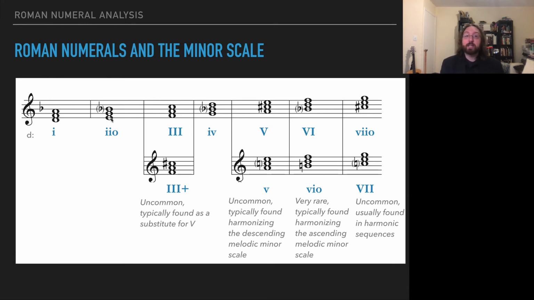Here's the chord built on scale degree 2, E, G, B flat. E to G is a minor third, G to B flat is a minor third, therefore that is a diminished triad. So we have a 2 because it's built on the second scale degree. It is a lowercase 2 because E to G is a minor third. We also have to denote that it is a diminished triad, so we put that circle next to it.